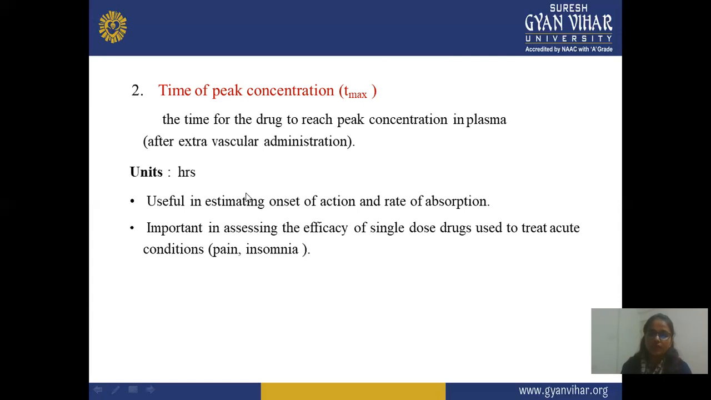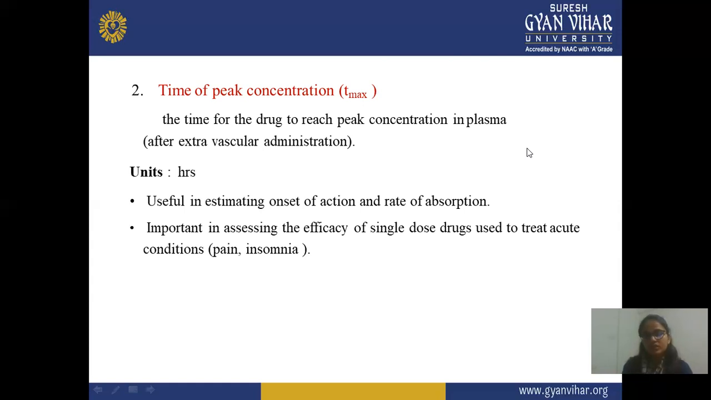Next, it is important in assessing the efficacy of a single dose of a drug used to treat an acute condition, like pain and insomnia. Means other than onset of action and rate of absorption, it is also used for different parameters. You can include assessing the efficacy of a single dose, or check the required dose of a single formulation or single drug used to treat some acute condition. In this, mainly they include pain or insomnia-like conditions.